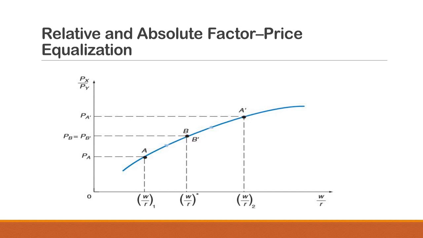And in the case of Nation 2, A dash is the point of production of Nation 2 in the pre-trade situation. The corresponding factor price ratio is W by R. The W by R ratio is high in Nation 2 because it is a capital abundant nation.